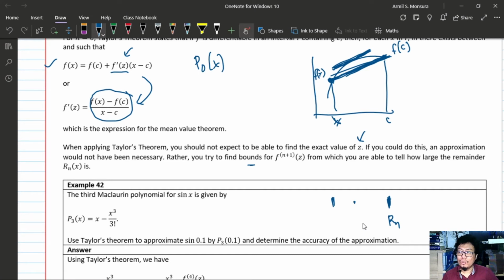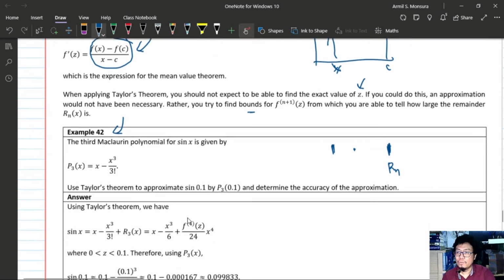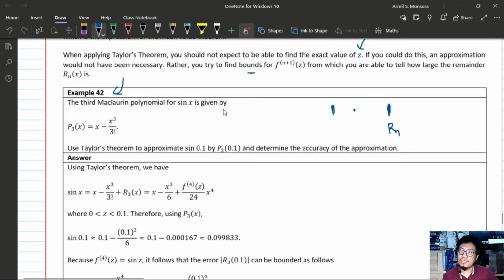That's a good sign that we were able to sufficiently approximate. So let's try to test that idea in example 42. The third Maclaurin polynomial for sine x is given by this one. If you worked on the earlier example that involves sine, which involves approximating sine of pi over 6, you'll be able to get this one.